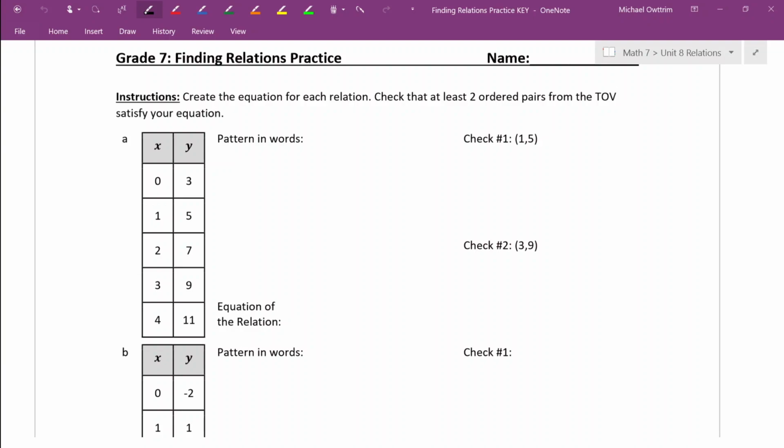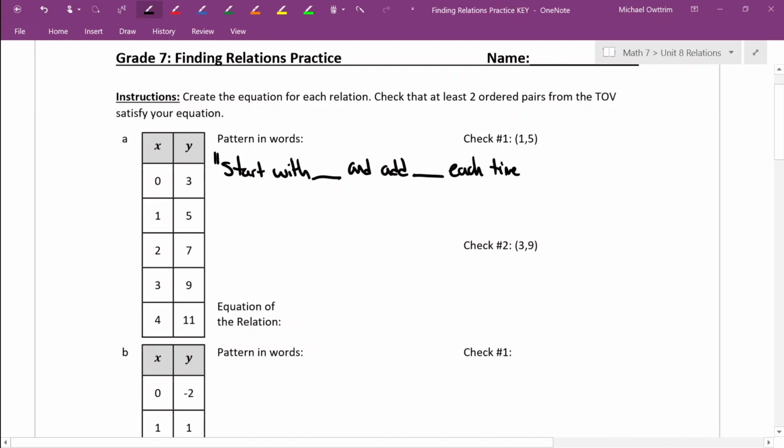There's a few things that we know about the relation shown in a table of values. We know that in grade 7 all of our relations fit the word pattern that we are starting with some number and then adding some other number each time we increase our pattern. And so if we take a look at these values, we know that when our input or x is 0, that is what we consider our start. So in this case, we are starting with positive 3.